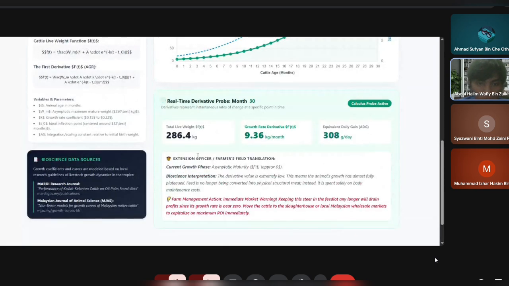In conclusion, this website demonstrates how calculus can be applied in bioscience to study cattle growth. By using derivatives to calculate growth rates, farmers can identify the most efficient period for feeding and livestock management. This helps reduce costs, improve productivity, and support sustainable agriculture. Overall, this project is a good example of how mathematics and biology can work together to solve real-world problems. That's all from me.